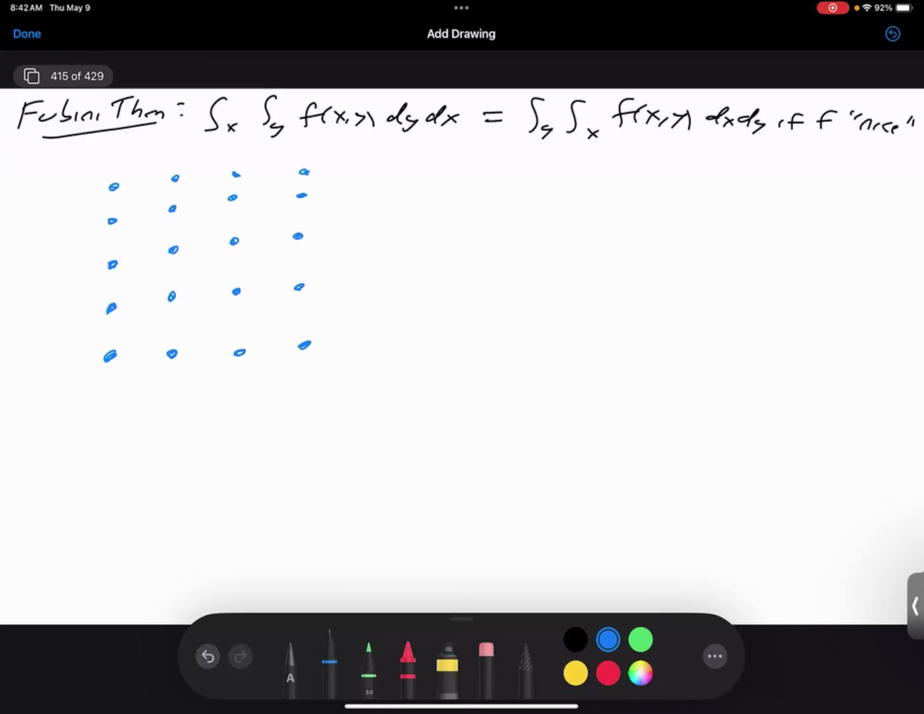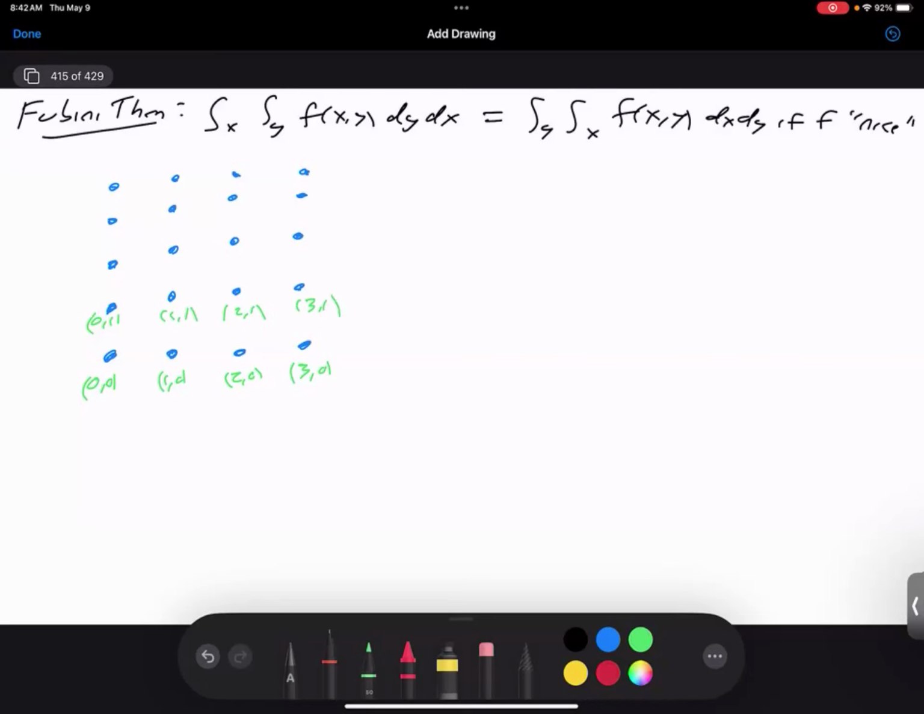So this is going to be the point (0, 0). This will be (1, 0), (2, 0), (3, 0). This will be (0, 1). This will be (1, 1). This will be (2, 1). This will be (3, 1), and so on, okay?